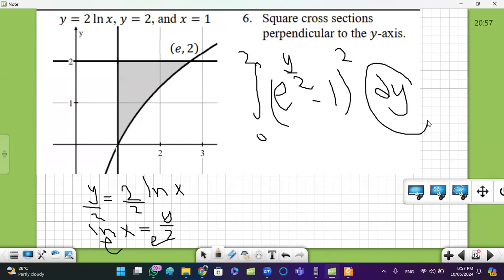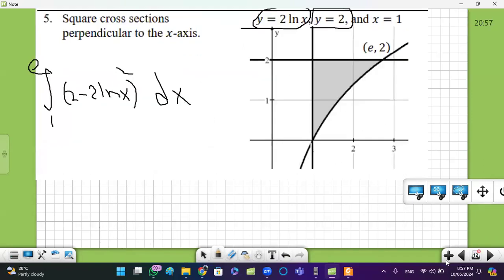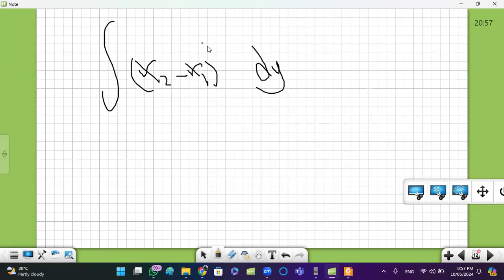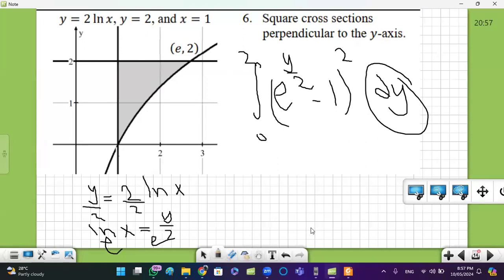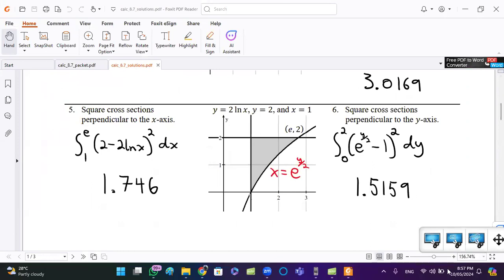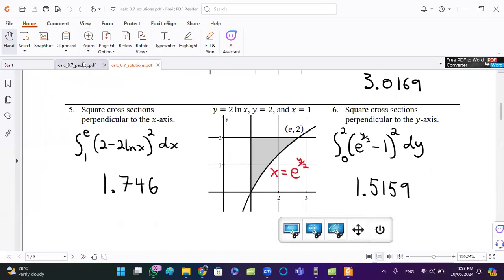Why? Because this is dy. Listen to me, I want to show you something. If I put dy in the integral, what do I write here? x. If I put dx, it is y2 minus y1. Understand? The opposite. Okay, let's see how we solve it. The same.